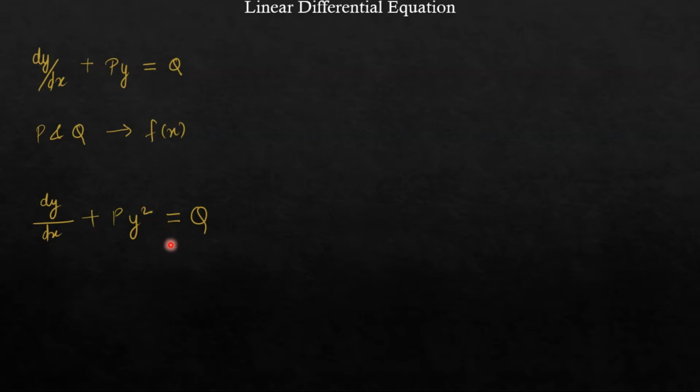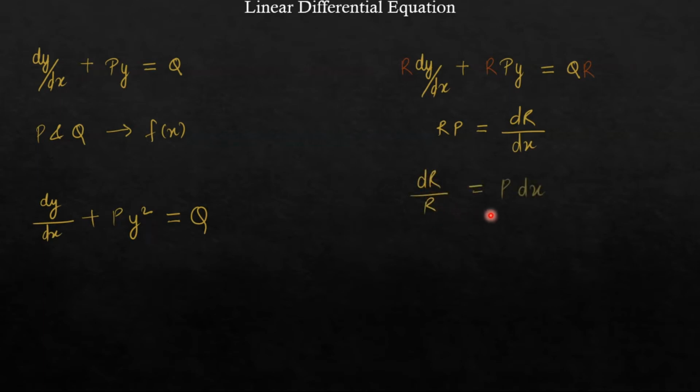Now how to solve such kind of equation? To solve such kind of equation, we multiply by a factor r on both the sides. That is r dy by dx plus r into p y is equals to q r. I have multiplied r on both the sides, where p into r is equals to dr by dx. Now I can write this as dr by r is equals to p into dx. What I have done is I have taken this r to this side and dx to this side. So it becomes p dx and dr by r. So dr by r is equals to p dx.